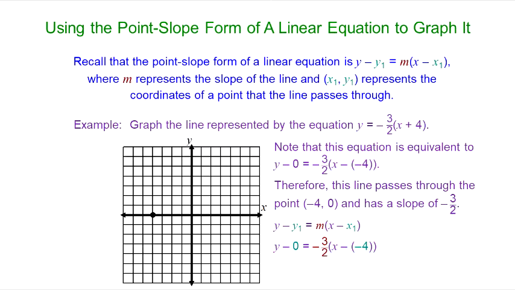Next, since my slope is equal to negative 3 over 2, I can rise negative 3 and run positive 2 from this point, and then rise negative 3 and run positive 2 again. Since positive 3 divided by negative 2 is also equal to negative 3 halves, I can go back to my original point and rise 3 and run negative 2. And now I can draw a straight line between these points and put arrows on the ends.